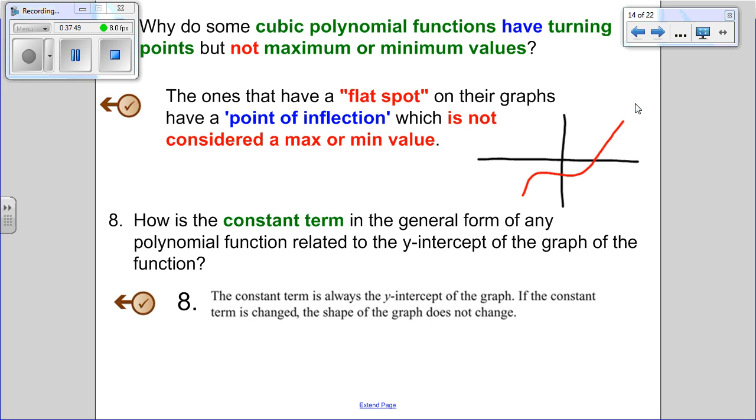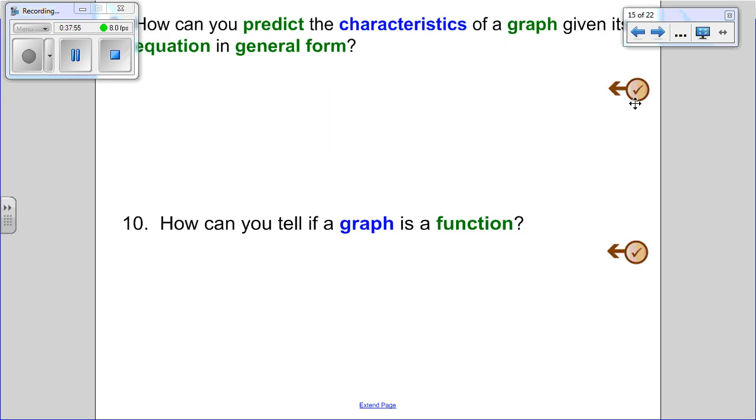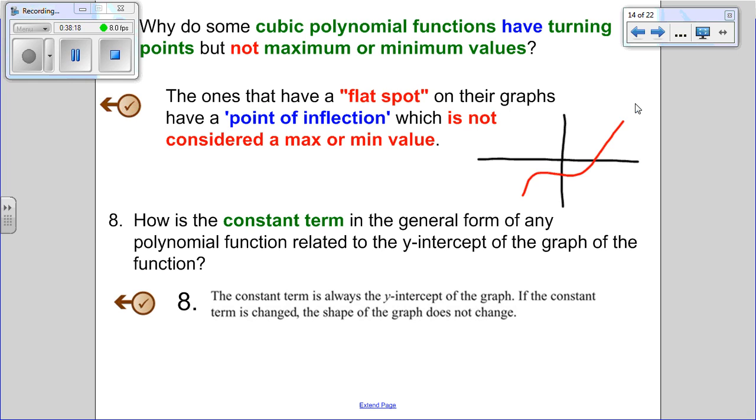How can you predict the characteristics of a graph given its equation? Well, this is what we talked about a little bit ago again, and this is just all review and recap. We can predict by looking at the leading coefficient. We can predict by looking at the constant term, right? And we can predict by looking at the degree. So by knowing those three things, just by looking at a function, we should be able to figure out a few things about every single graph.